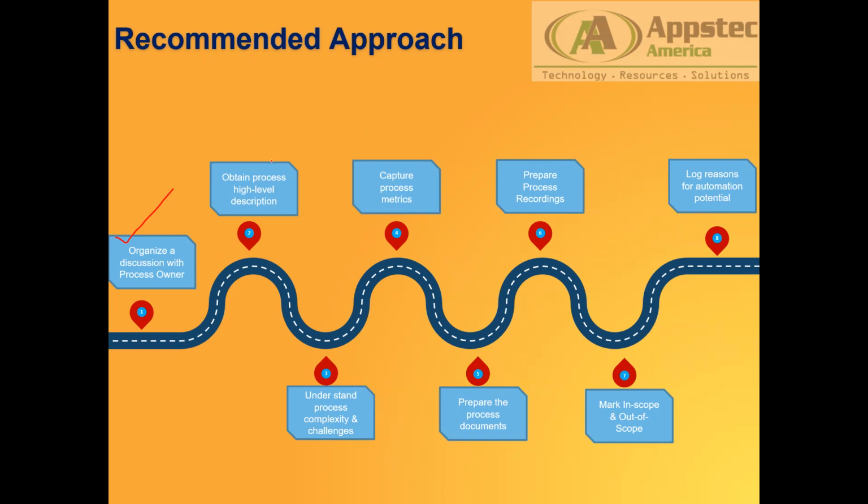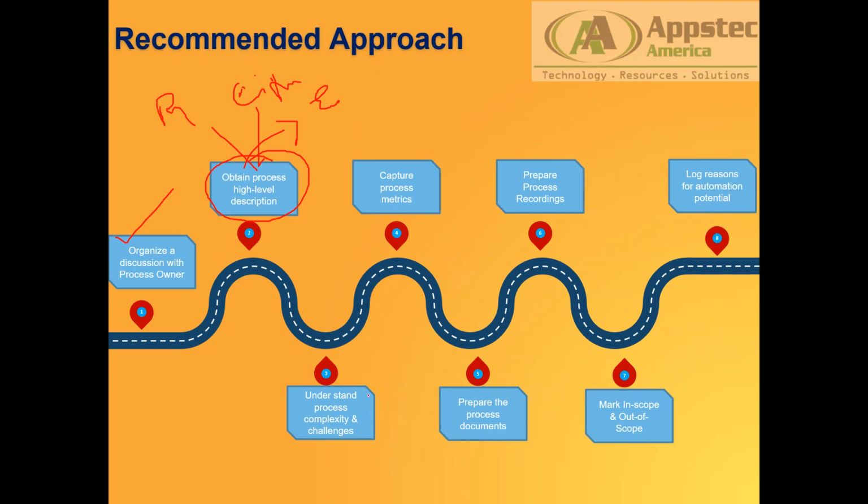Then obtain a high level process description. Now here I am understanding what my process tells. Is it a reporting process? Is it an email automation? Is it a Citrix process? What is exactly required, I understand from here.